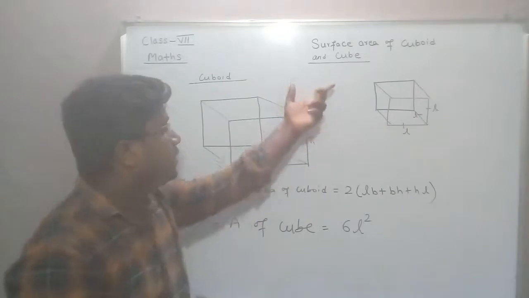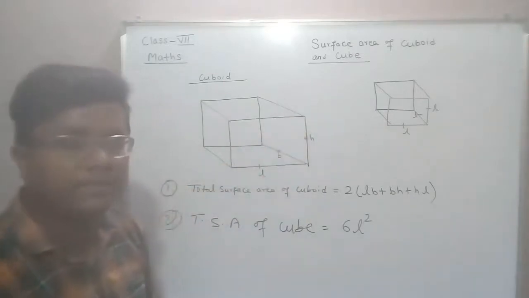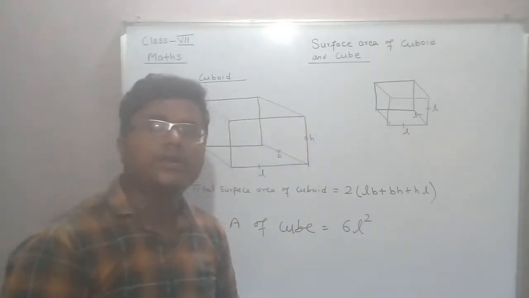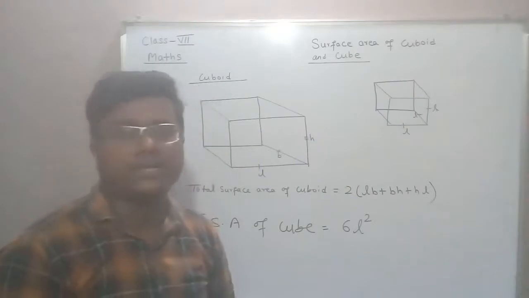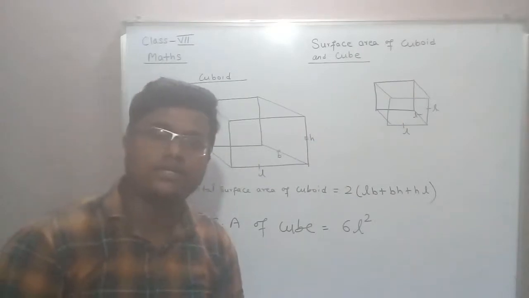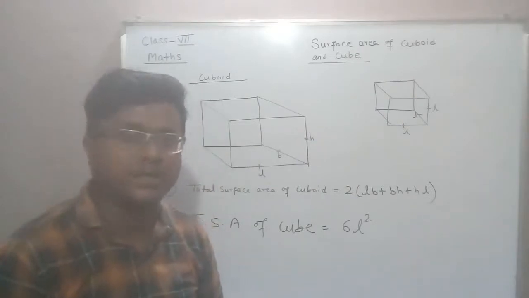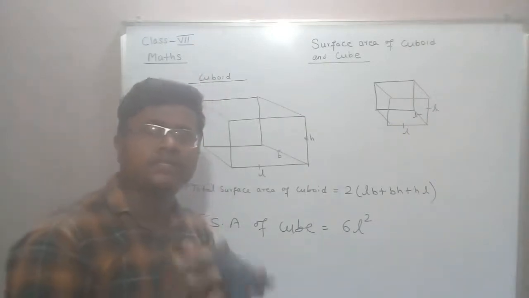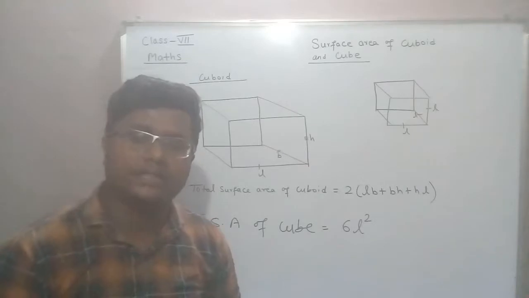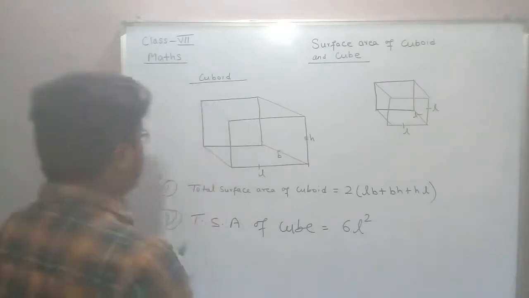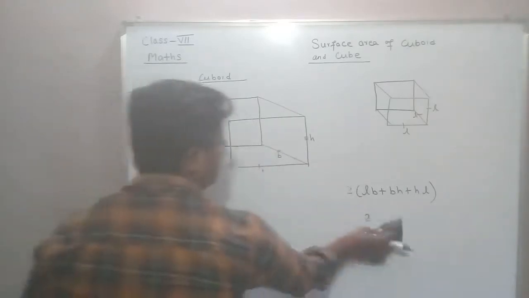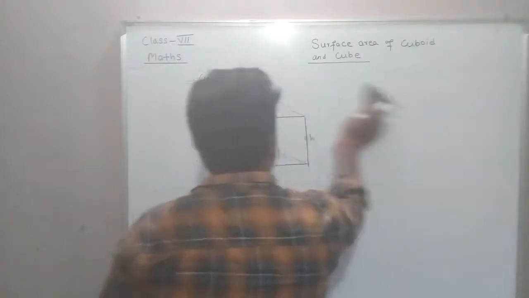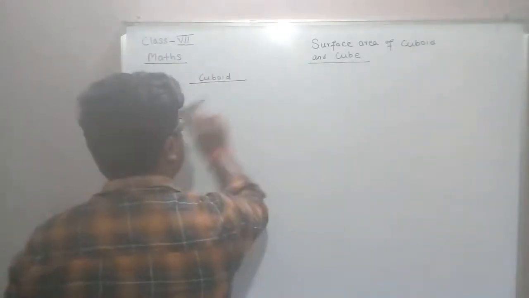So for this chapter you have to remember two formulas. Total surface area of a cuboid is 2 in bracket LB plus BH plus HL, and for a cube the total surface area is 6L square. Okay, so I hope you can easily understand. Please see a box for example, you can easily understand the formula also. So now let's do some questions based on this exercise.